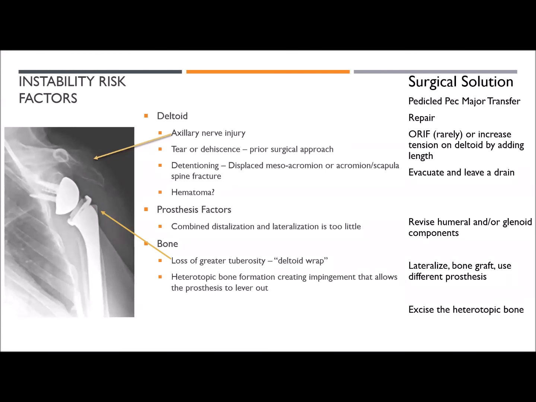And then less commonly, heterotopic bone formation could create a kind of lever, depending on where it is. The humerus could lever out of the joint if there's heterotopic bone that gets in the way. Other than infection, instability is the most common reason that I would have to do a revision. So that's a basic rundown of those risk factors.